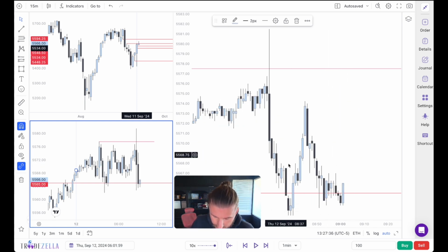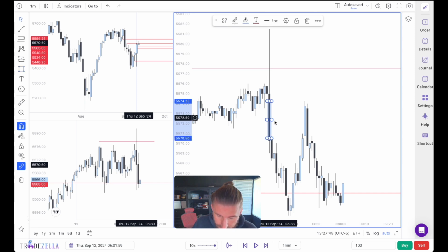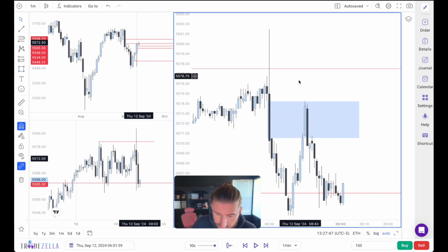You see that we initially rallied, right? And then we respected this imbalance right here. So we'll go ahead and annotate this. These are a couple reference points. We do have that wick high. Is it possible for us to trade to this wick high?